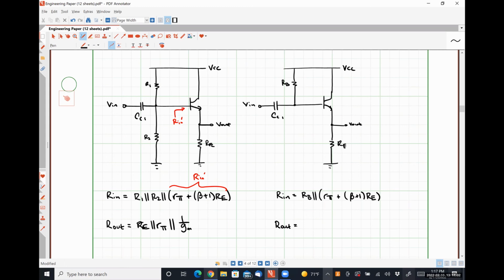And for the right-hand side, literally the exact same thing.